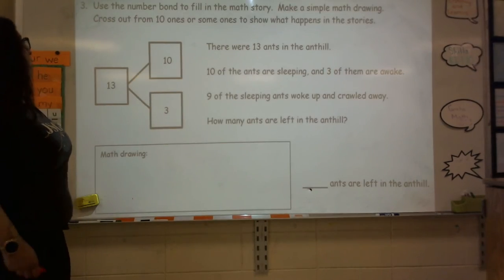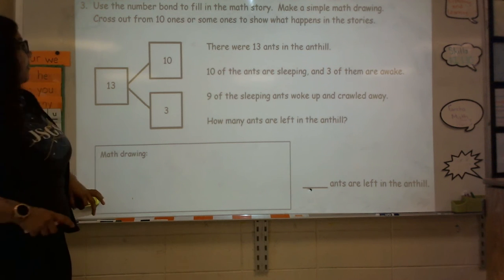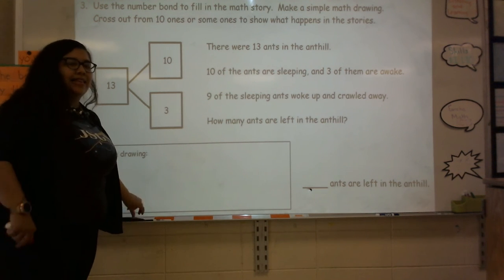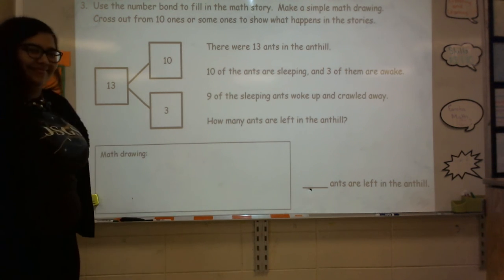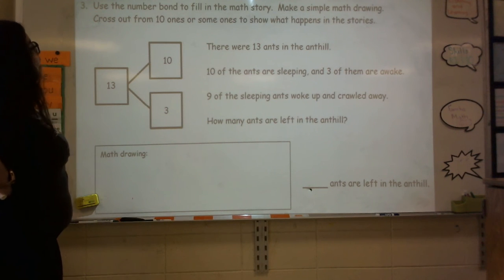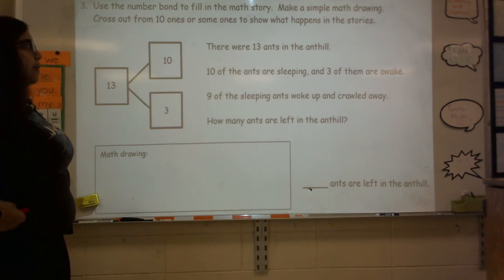All right, number 3. Ooh, look what they did for us. They set up the number bond for us. Let's say thank you. Thank you, bookmakers. All right, number 3 tells us to use the number bond to fill in the math story. Make a math drawing and cross out from 10 ones or some ones to show what happened in the story.